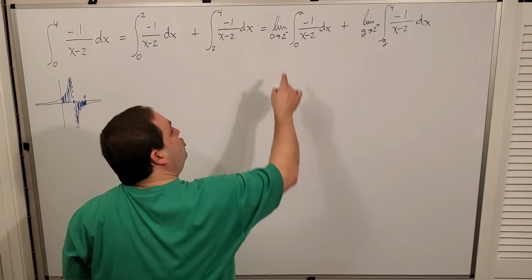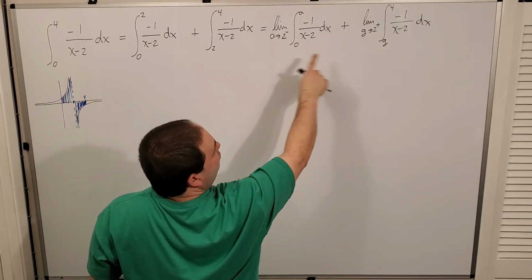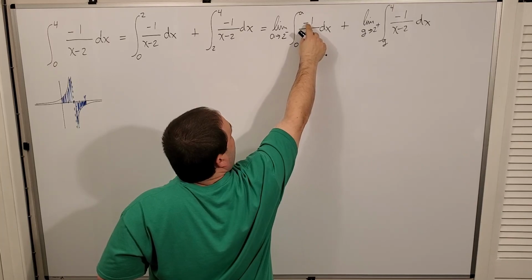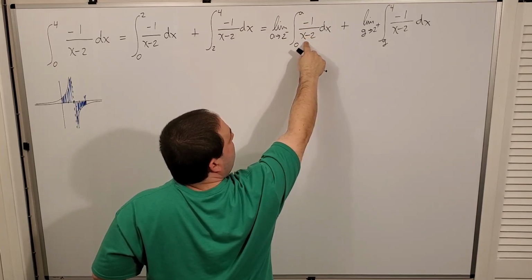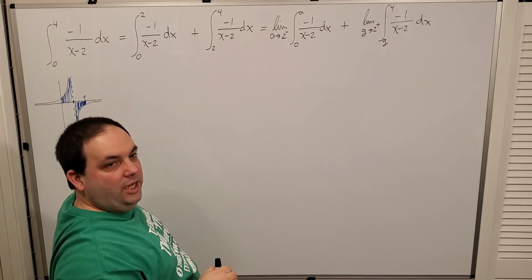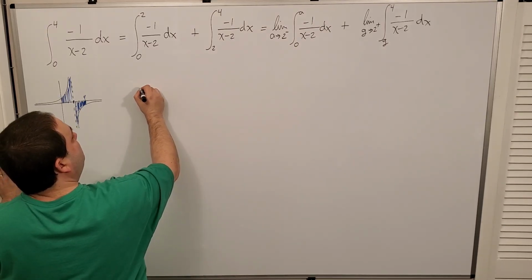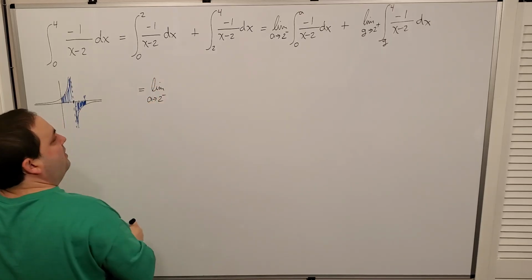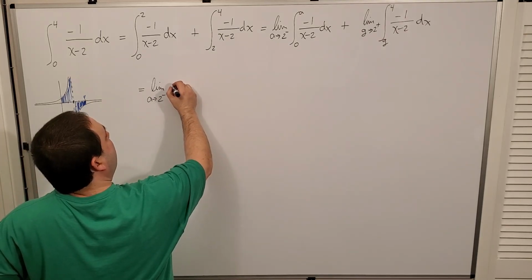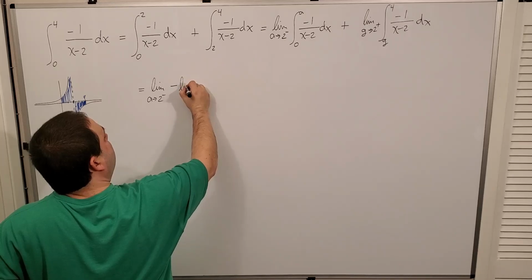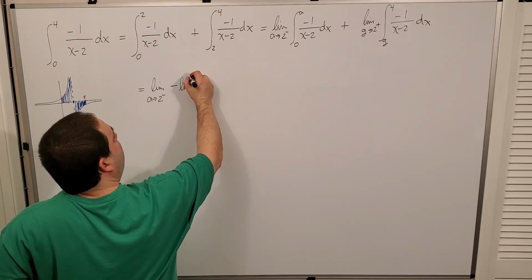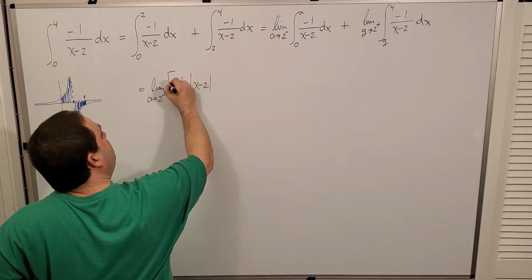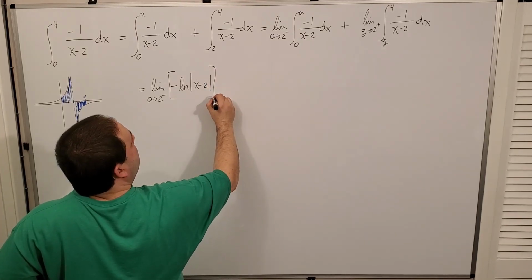Next, I can actually do the integrals now. Of course, it's the same antiderivative in both. The derivative of the x minus 2 is just 1. So really, this is a du over u situation. I'm just going to have an ln here. Okay, so equals the limit as a approaches 2 from the left. And I'm going to have the negative ln of the absolute value of x minus 2. And then this is going to be evaluated from 0 to a.